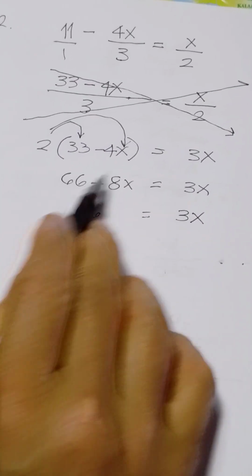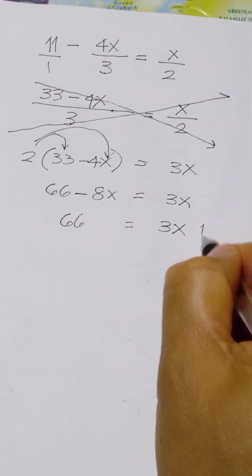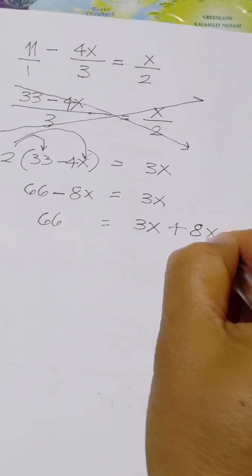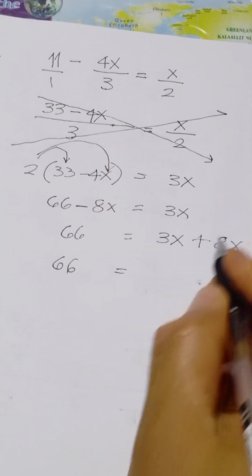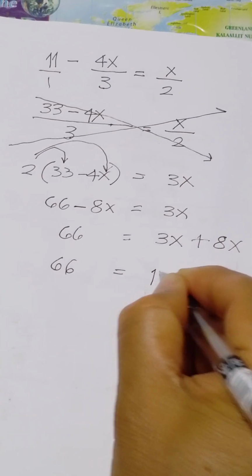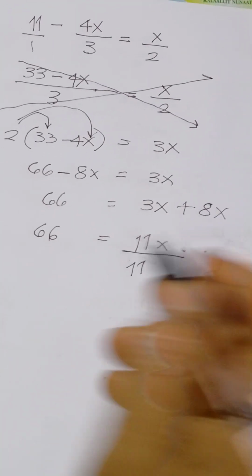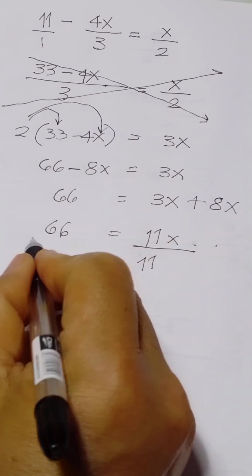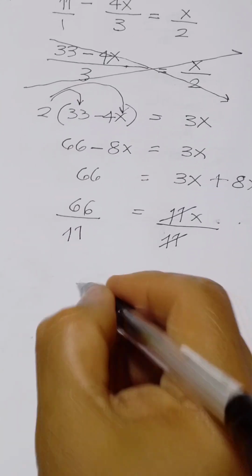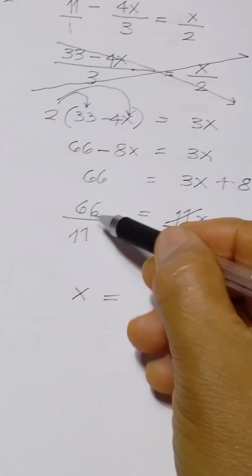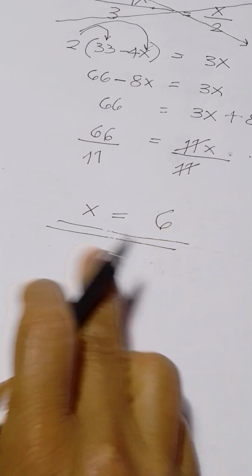This negative 8x will be transposed to the right and this will be changed to positive. That will be 8x. So 66 is equal to, what is 3x and 8x? So this will be 11x. Then I need to divide the numerical coefficient of my x, which is 11, both sides. Then cross cancellation. So I have here x. What is 66 divided by 11? That is equal to 6. The value of x is equal to 6.